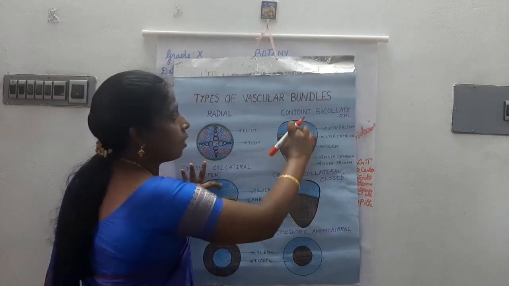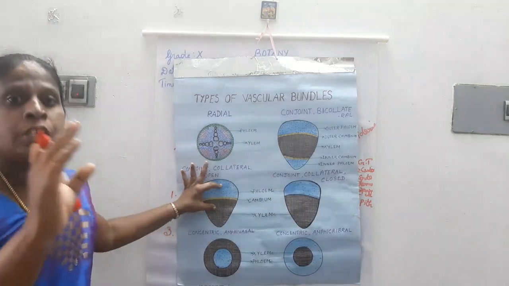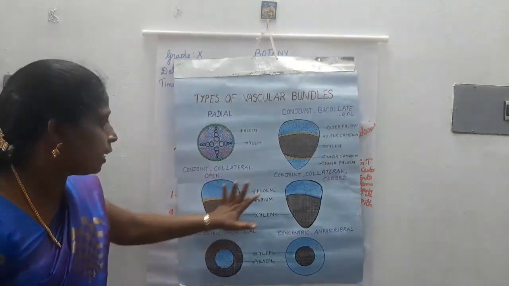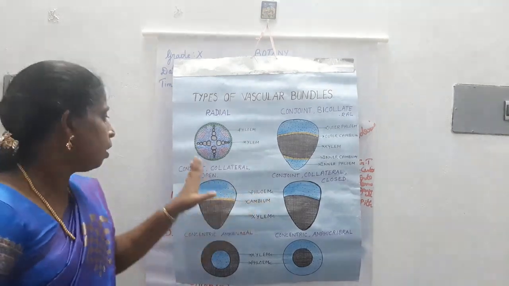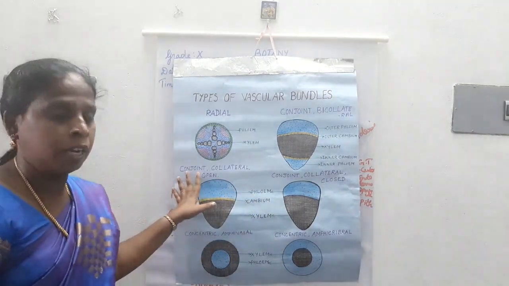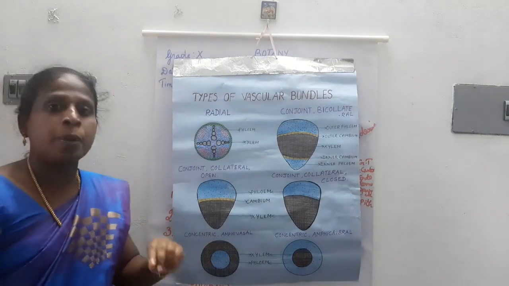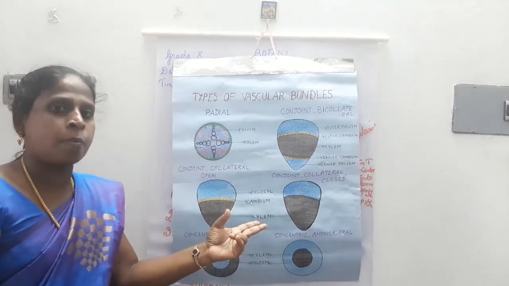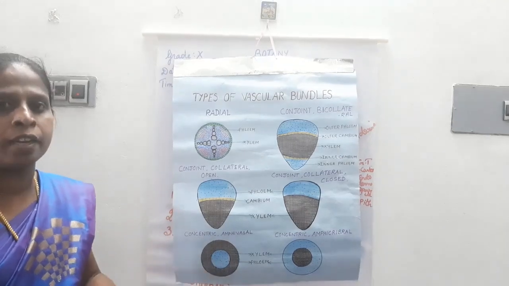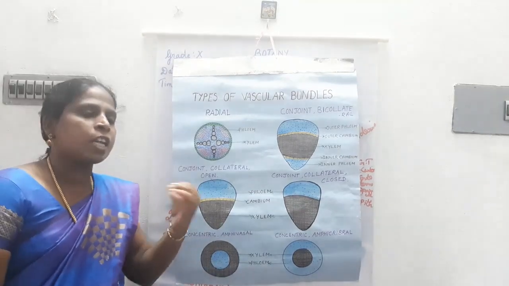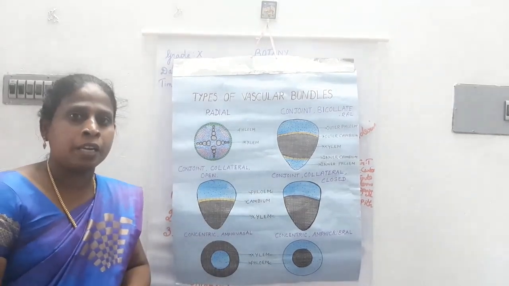Here also we can see the xylem tissue and the phloem tissue are arranged in the same radii. That type of vascular bundle is called conjoined vascular bundle. In the conjoined vascular bundle, there are two types: collateral vascular bundle and bicollateral vascular bundle. So what is collateral vascular bundle?